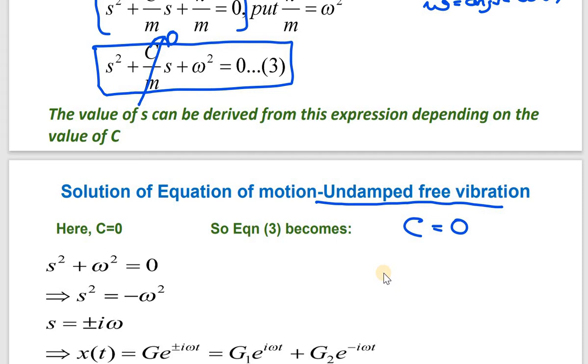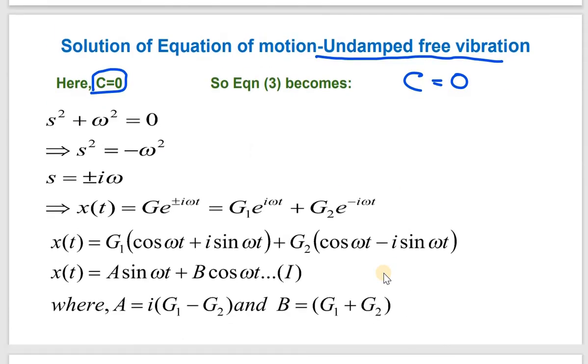So how can I write it? If c is equal to 0, then s square plus omega square is equal to 0. Again, I can take omega square to the other side. So s is equal to, taking the square root, plus or minus i omega, because it is a negative term. So yes, we have obtained it.